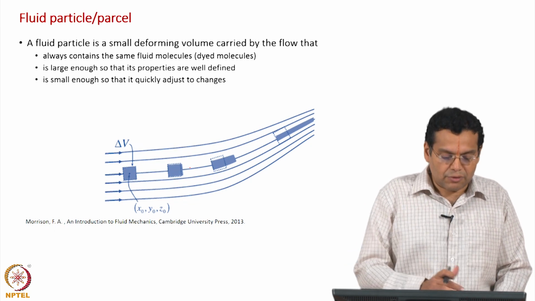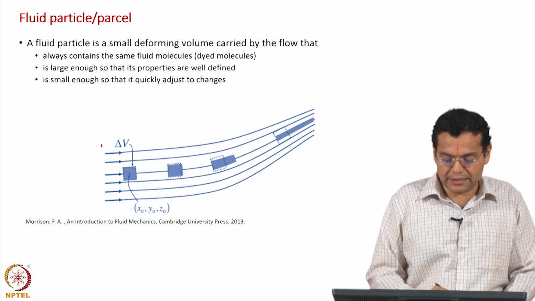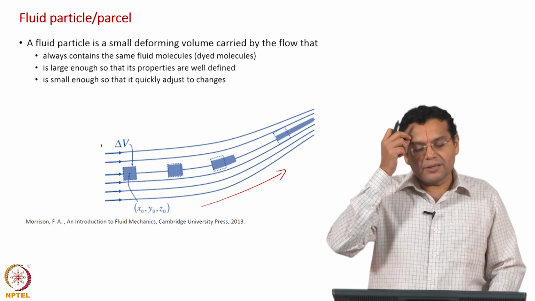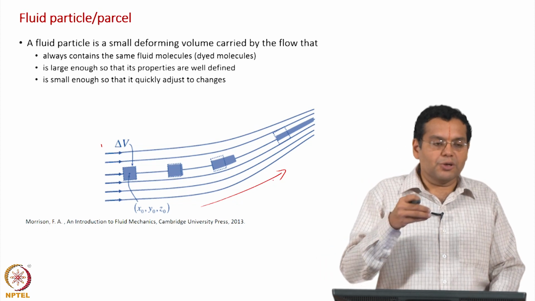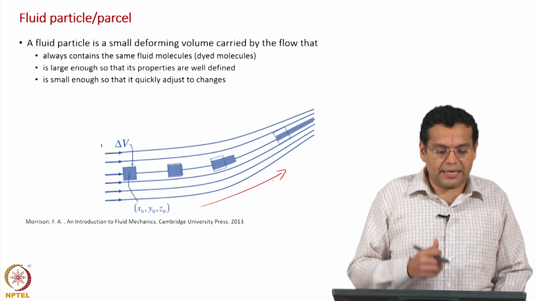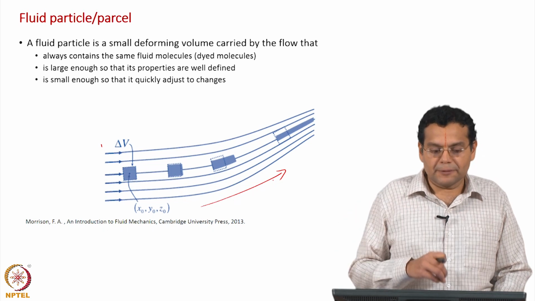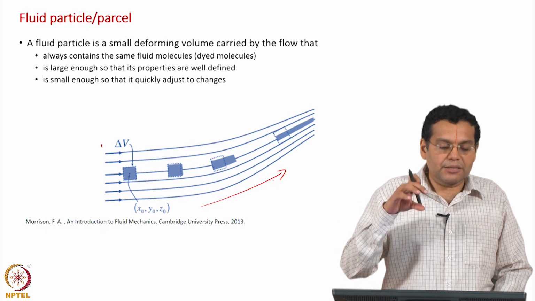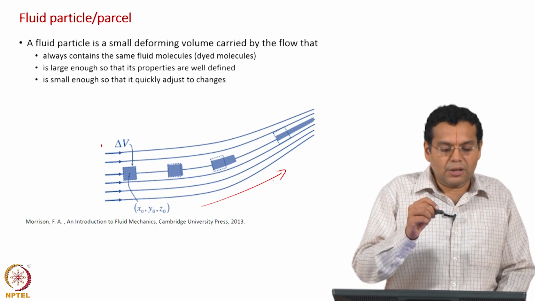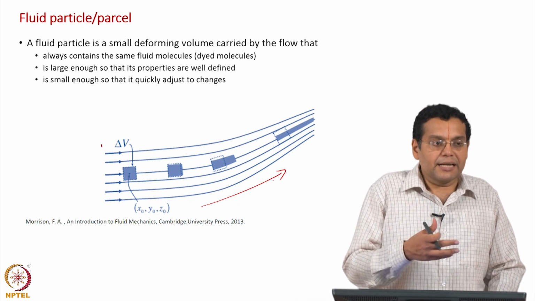How do you imagine this? What is shown here is a flow, and the cross section of the flow keeps changing along the flow direction. To imagine a fluid particle, imagine as if you dye a small portion of the fluid with some colored dye, and then see what is happening to the dyed fluid molecules. You are always keeping your attention on the molecules which were dyed to begin with. So, it always contains the same fluid molecules, in our case the dyed molecules to begin with.